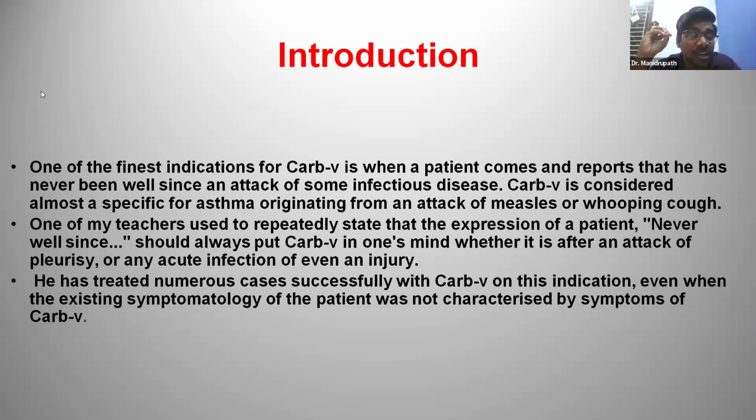So here what I am concentrating on is the genius, that is, never been well since. Now someone will ask, okay doctor, you are saying very good, never been well since so-and-so disease, but how can we search in the repertory? If you are using Synthesis repertory, go into Generals, Convalescence, ailments after. That is the rubric you can take. In Complete repertory, there will be directly ailments after pneumonia, ailments after typhoid, ailments after so-and-so. So ailments from is the most important thing.